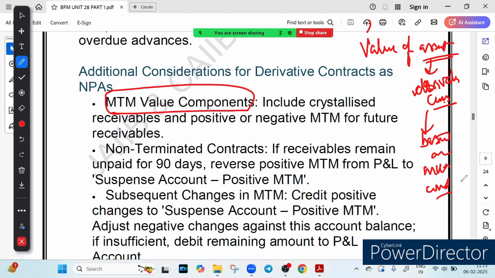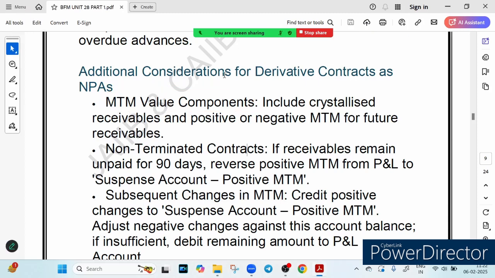So when we talk about MTM value component, we are talking about two things. MTM value means that we are adjusting the value of an asset. What we have just discussed is regarding the MTM value, which is mark to market. It is a process where you adjust the value of an asset based on the current market condition.